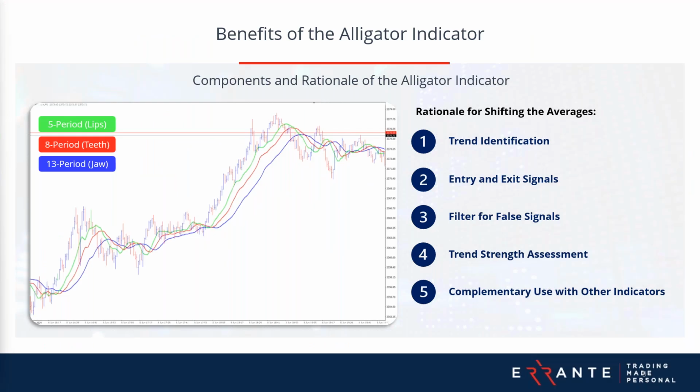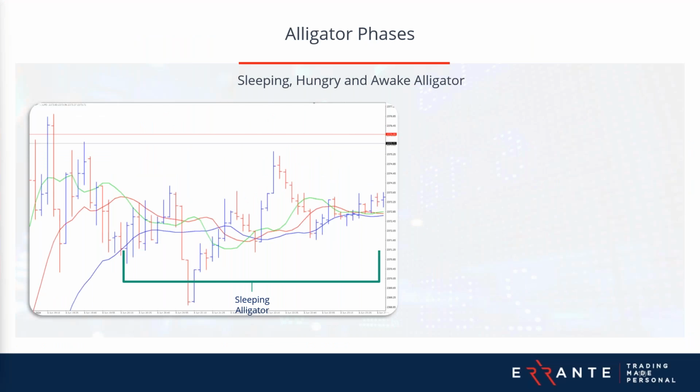Now, let's move forward. Let's focus on one of the three phases of the alligator indicator. We are going to have a closer look at different stages or phases that the alligator can illustrate for us in the market. And the first one we are going through is the sleeping alligator. Understanding this phase is crucial for making informed trading decisions and avoiding false signals. Let's explore the details of this phase and discuss practical tips for using this information in your trading strategies.